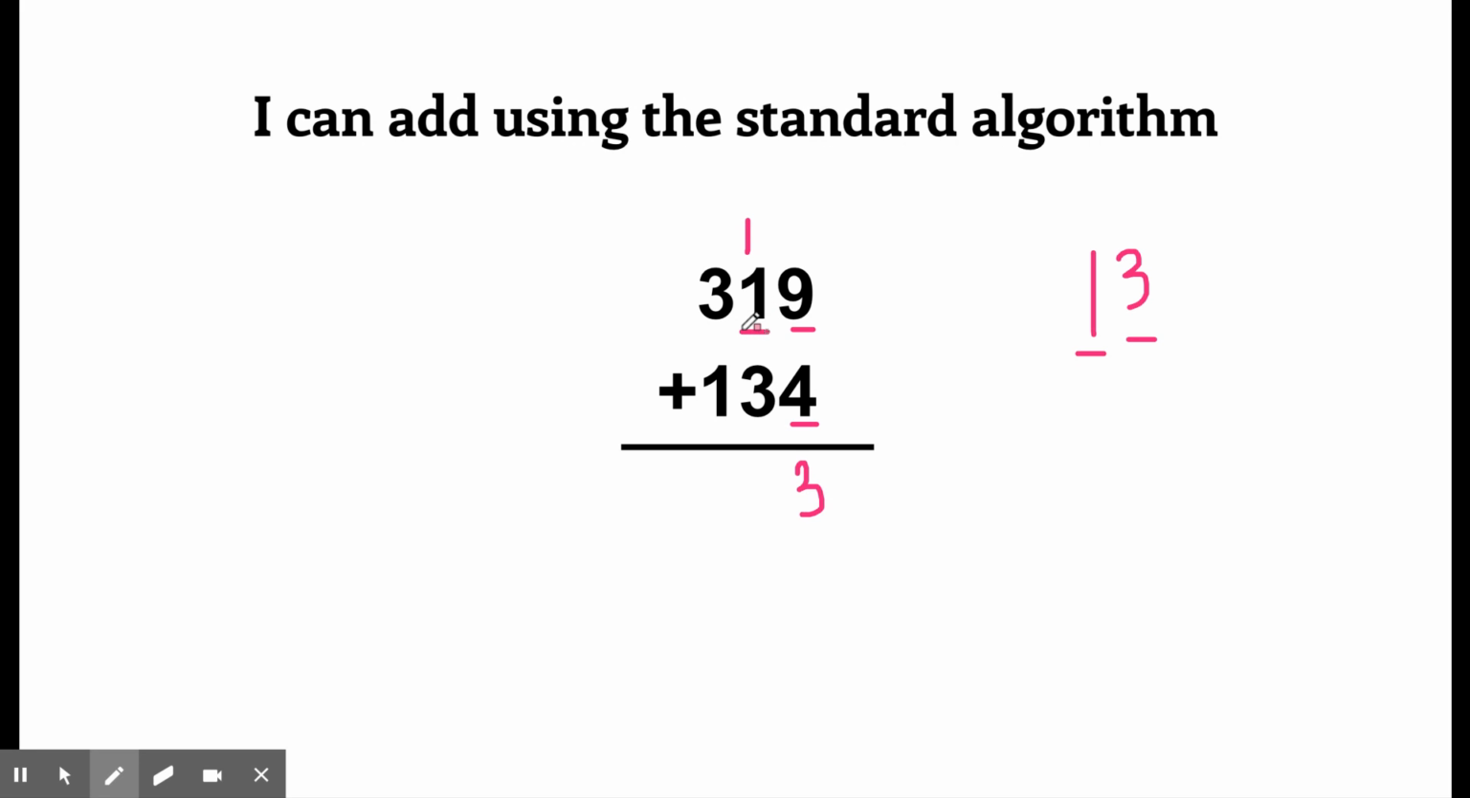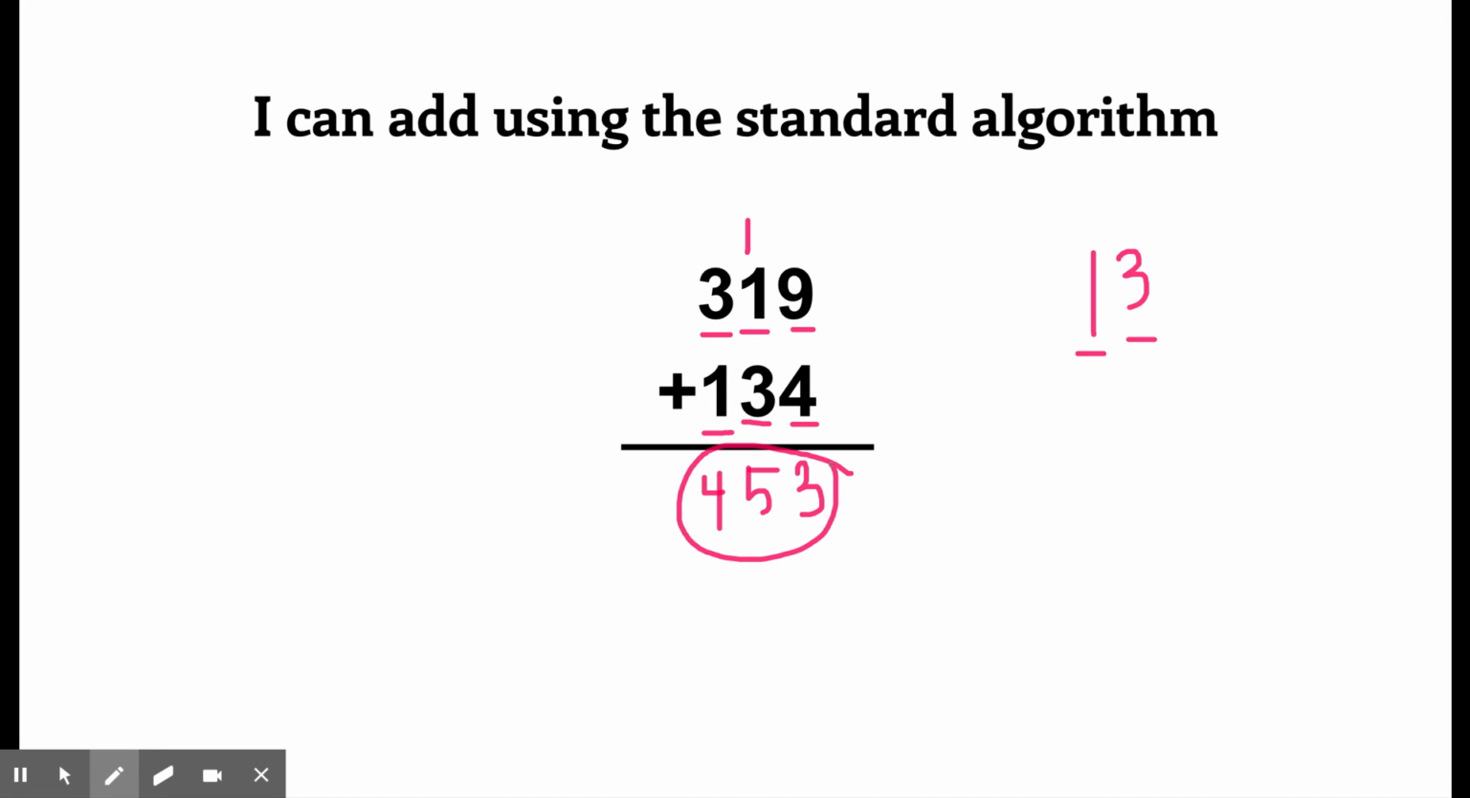I know that this 1 right here doesn't really mean 1, it means 10. This 3 right here doesn't really mean 3, it means 30. So 30 plus 10 is 40, plus one more 10 is 50, and I can represent that by putting a 5 in the tens place. Then I move to my hundreds place. This 3 really means 300. This 1 really means 100. 300 plus 100 is 400. So my answer again is 453.